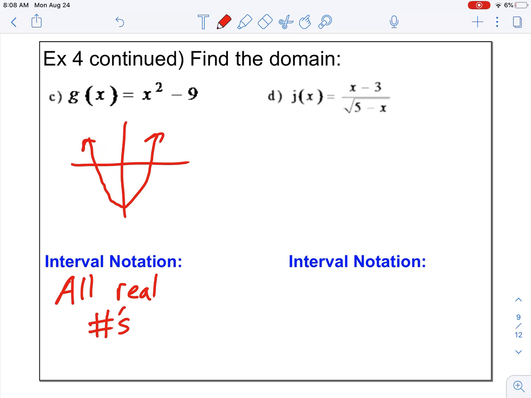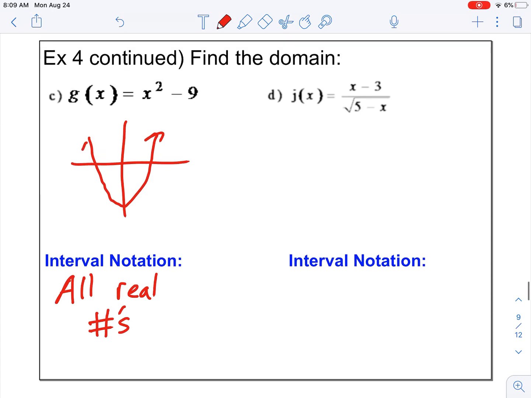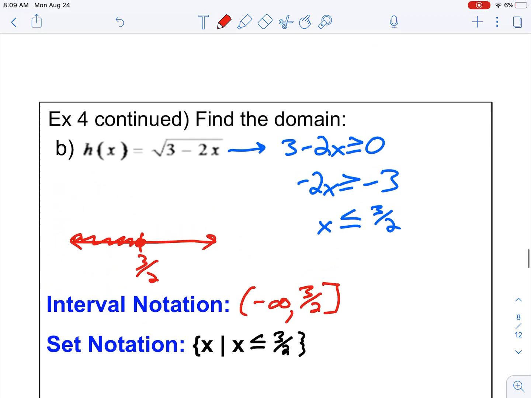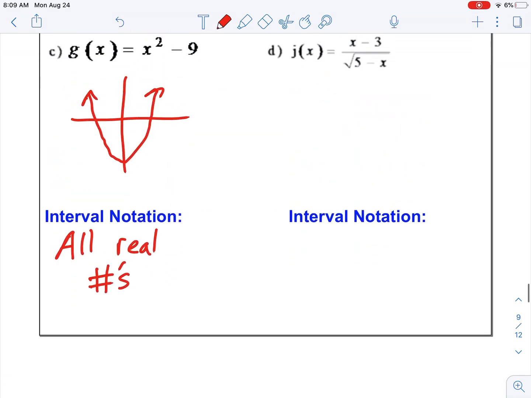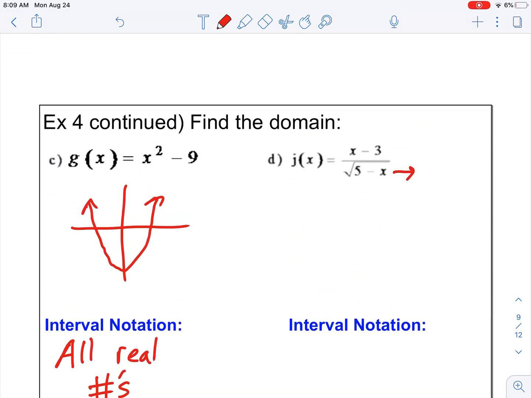Okay, letter D. This is kind of a combo. We do have a denominator, so we're thinking that x cannot be 0, but we also have a radical, a square root. So let's go back to this last one we did. With the radical, we said anything under the square root has to be greater than or equal to 0. So we take that 5 minus x and say you're greater than or equal to 0. That's a good first step. But here's where it's different. Because this 5 minus x is also in the denominator, it can't equal 0. So all I have to do is change this inequality to a greater than, right?